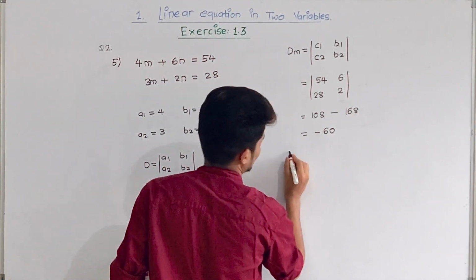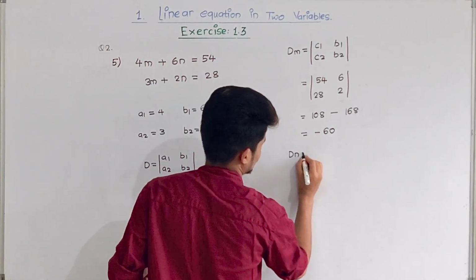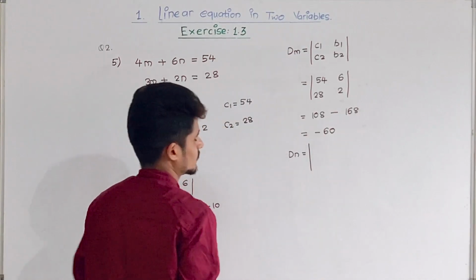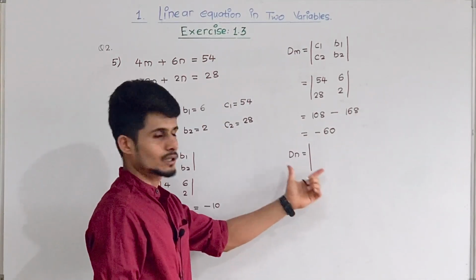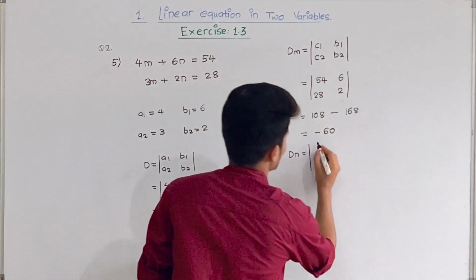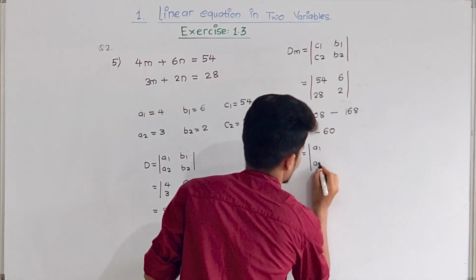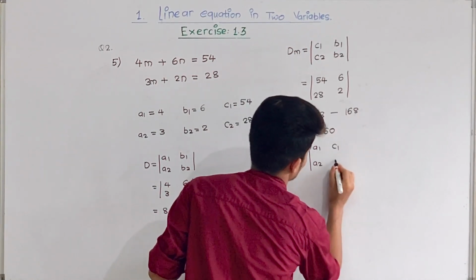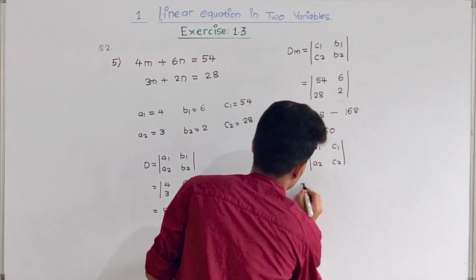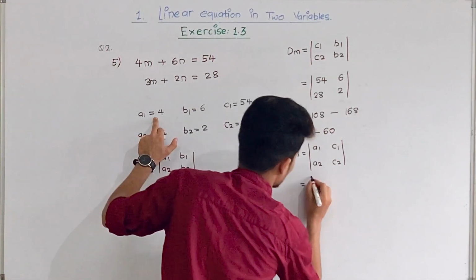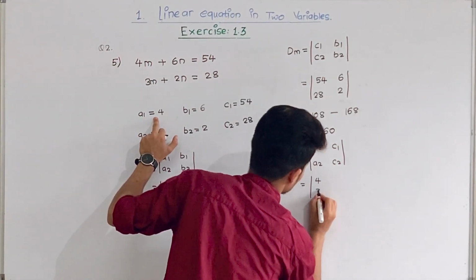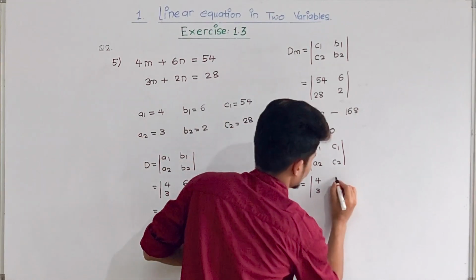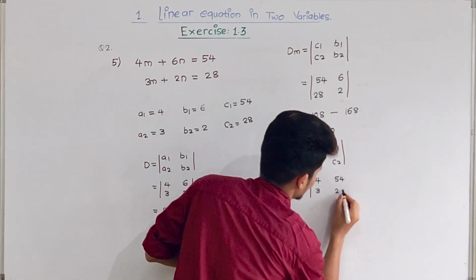Similarly, we'll find the value of dn, that is determinant of n. So in the determinant of n, the values will be a1, a2, c1, c2. Substitute the values: 4, 3 and 54, 28.